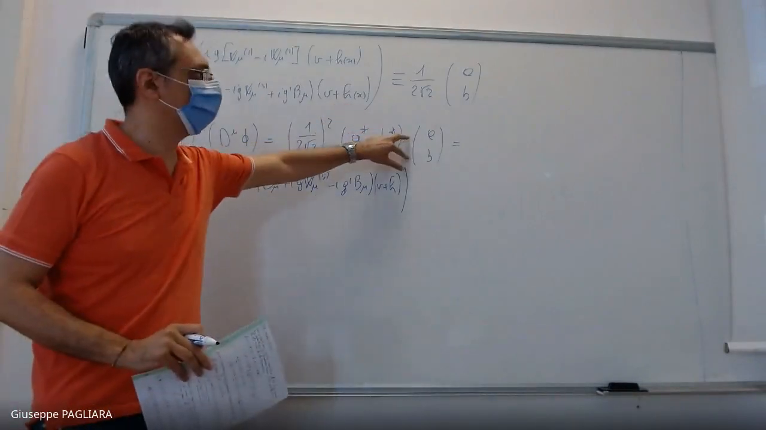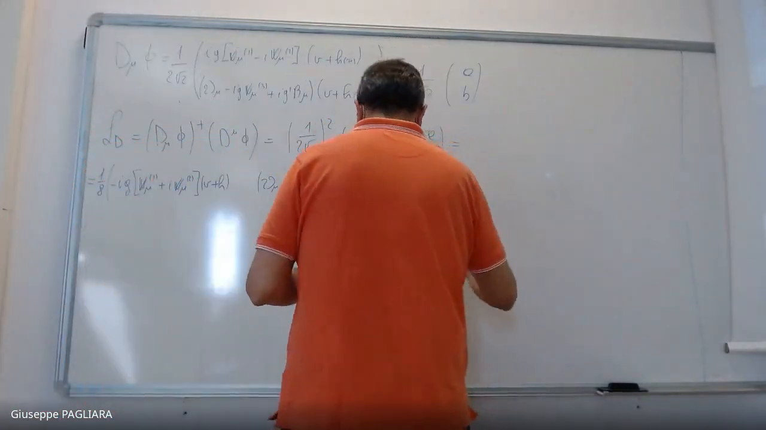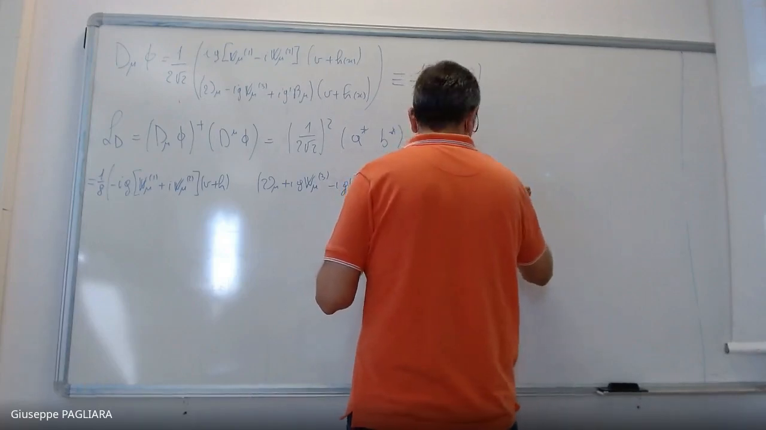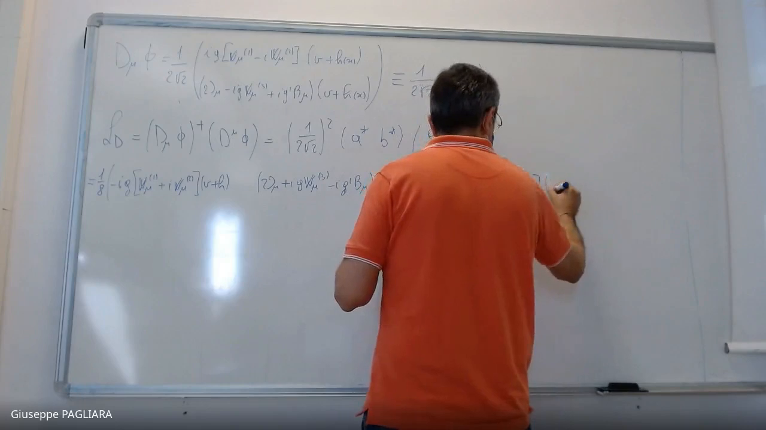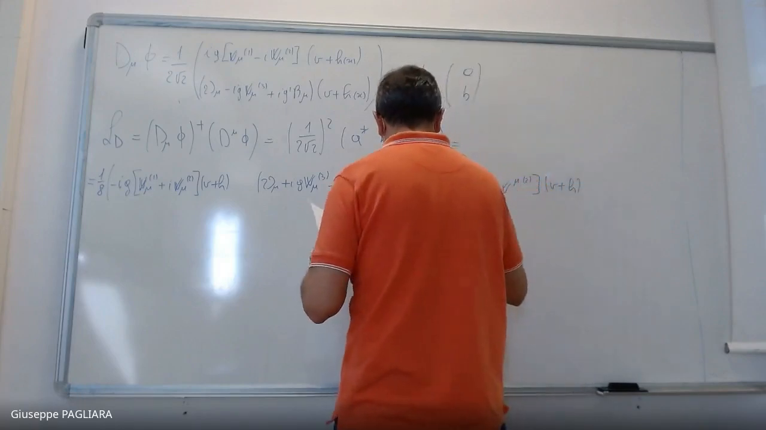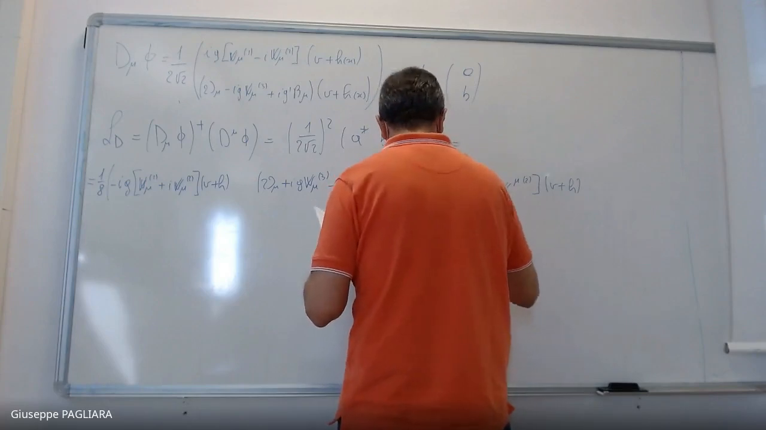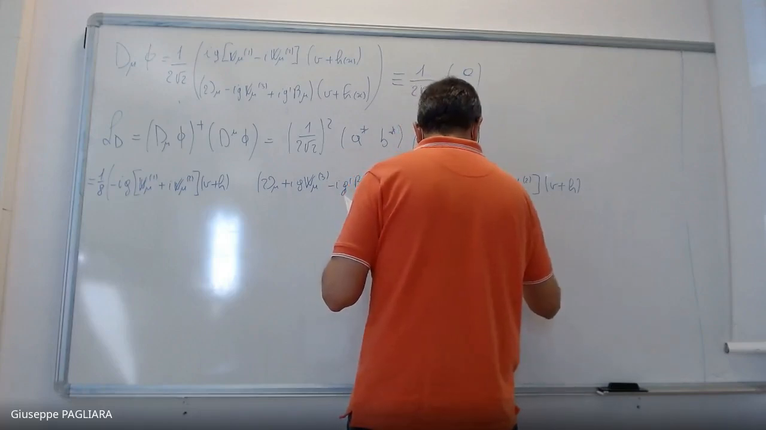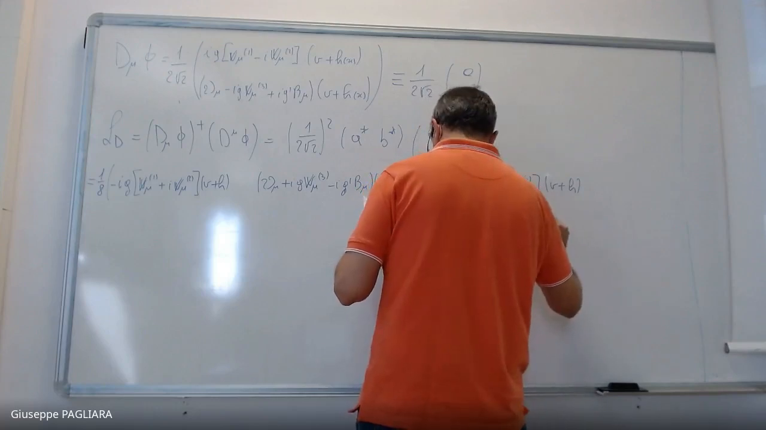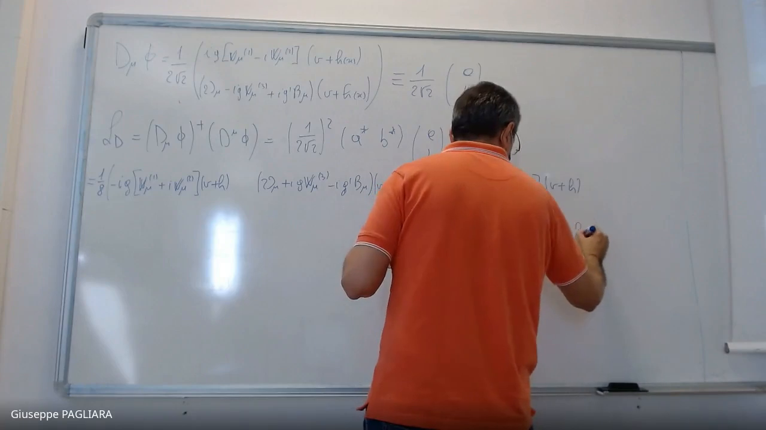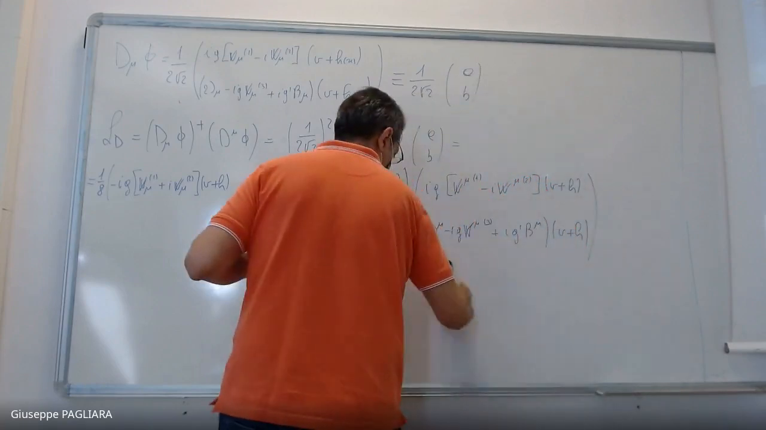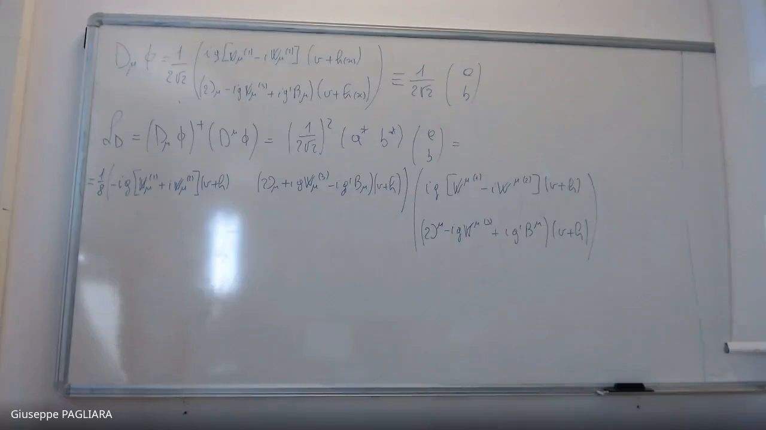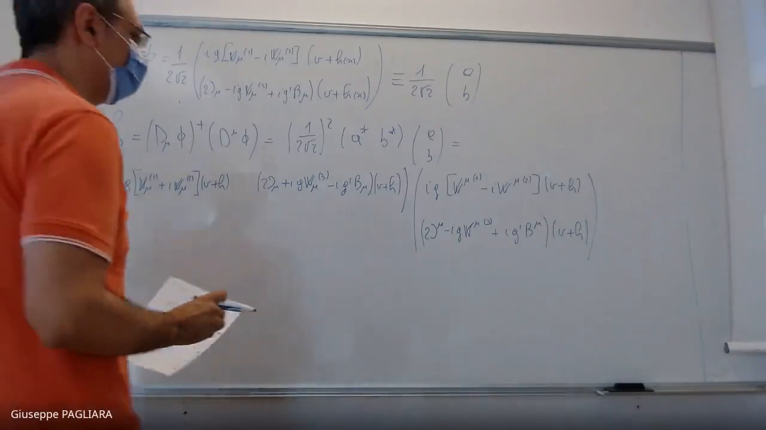And we are here, and now we have to put it in a vector. So we have, this is the second point, i g W mu 1 minus i W mu 2, times v plus H, and the derivative mu of H minus i g W mu 3 plus i g prime B mu, times v plus H. Okay? Now, let's multiply. Let's have fun.